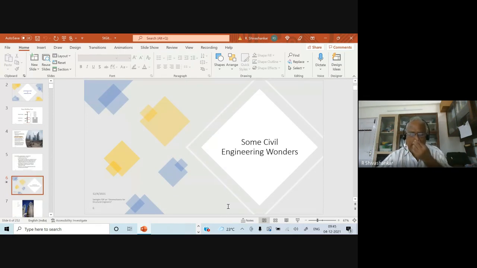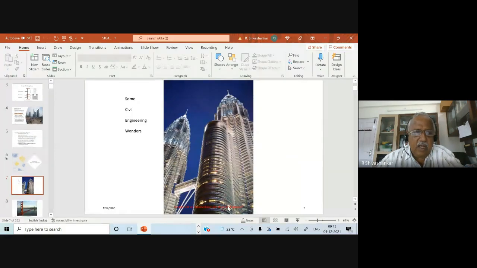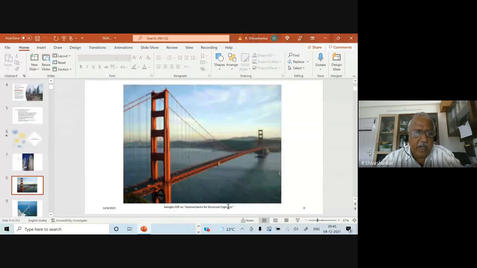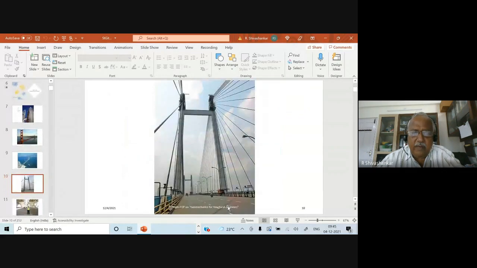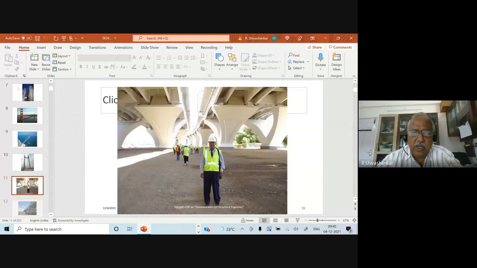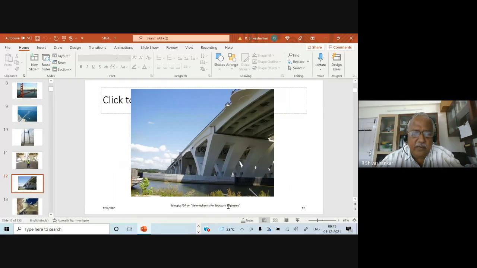I just would like to quickly run through some of the civil engineering wonders I usually show in all my lectures. This is because these structures are wonderful to see. You have Petronas Tower, the Golden Gate Bridge, and our own Howrah Bridge, the new Howrah Bridge. This is a bridge over River Potomac in Washington. Why I put this is I like the architecture of this. It's beautiful to see, because civil engineering is not just about providing the facility, it's also about aesthetics. And it's another view of that Potomac Bridge.